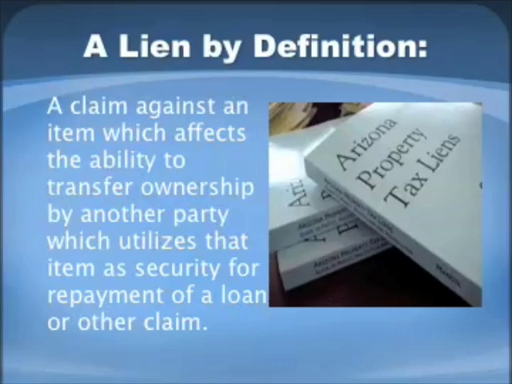So a lien, by definition, is a claim against an item which affects the ability to transfer ownership by another party, which utilizes that item as security for repayment of a loan or other claim. The easiest way to look at a lien is to see it as being a claim against some type of a piece of property. They basically use that piece of property as collateral or security for the repayment of a loan or something else. We see liens about us every day. We just don't recognize them necessarily as liens.